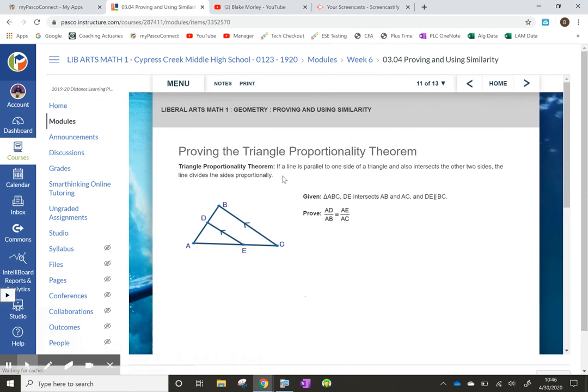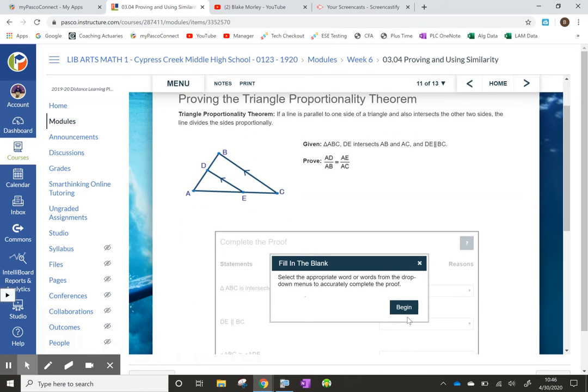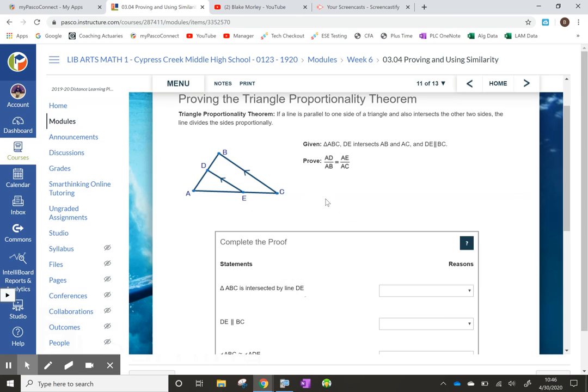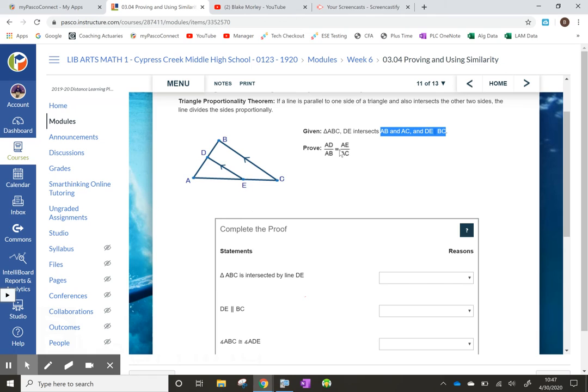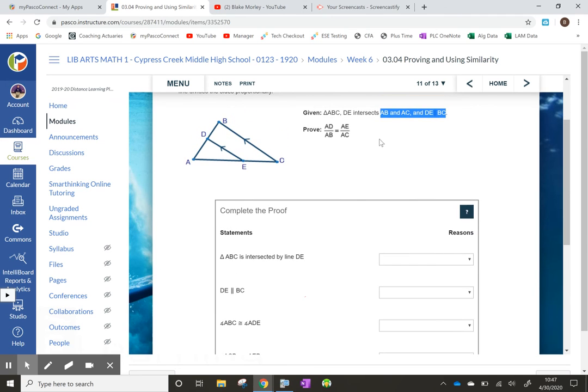But now let's look at our proof. This is something we haven't talked about before. A proof works by taking what information is given to you and finding a next step in the process until you come up with your conclusion. So it wants us to conclude that AD is to AB is equal to AE to AC. So in order for us to do that, let's read what we're given.